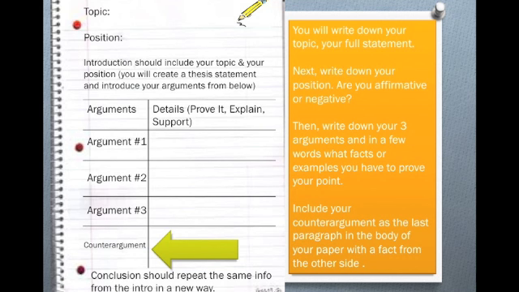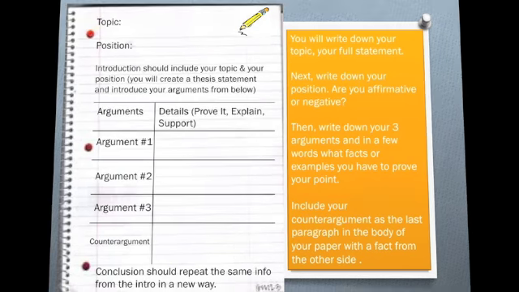And I would say this too, all of these areas where it says argument 1, 2, and 3, I don't want you to actually write argument 1. I want you to write down what it is you're actually going to say for that paragraph. What is the topic of that paragraph? What is argument 1 actually? And don't forget, the conclusion should repeat some of the same info from the intro, just in a new way.